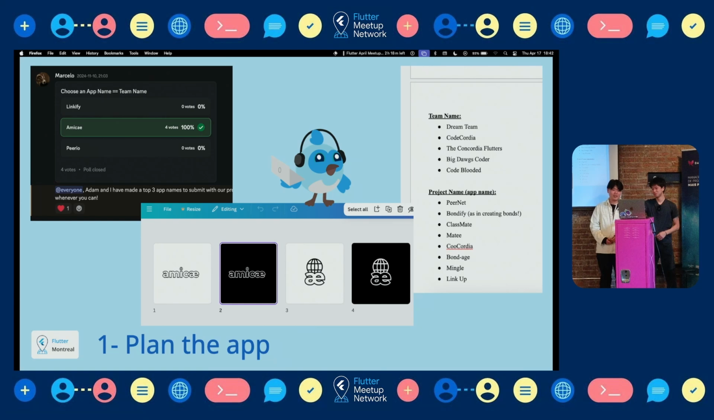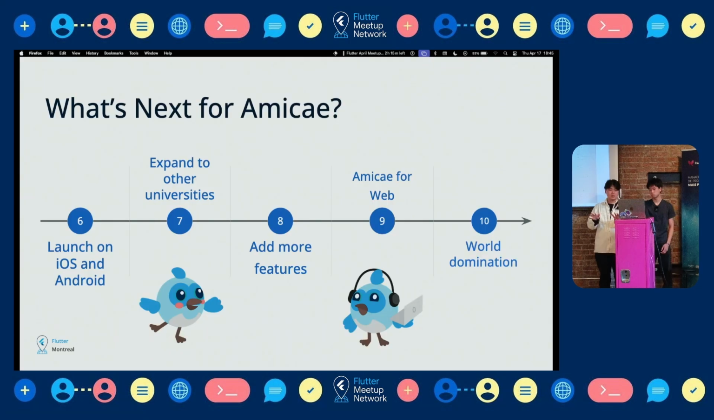So what's next for Amicae? Firstly, we plan on launching our app on iOS and Android this summer, just for Concordia students, as an internal app. And after that, we want to expand to more universities in Montreal first, McGill, UDM, things like that. We want to add more features based on the user feedback we get from the Concordia students who start using our app, so they can be happy and keep using it.